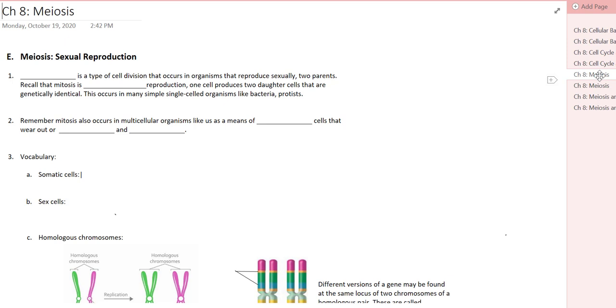So meiosis, as I mentioned, is a form of cell reproduction that occurs in organisms that reproduce sexually, right, involving two parents. If we remember back to mitosis, mitosis is what we refer to as asexual reproduction.